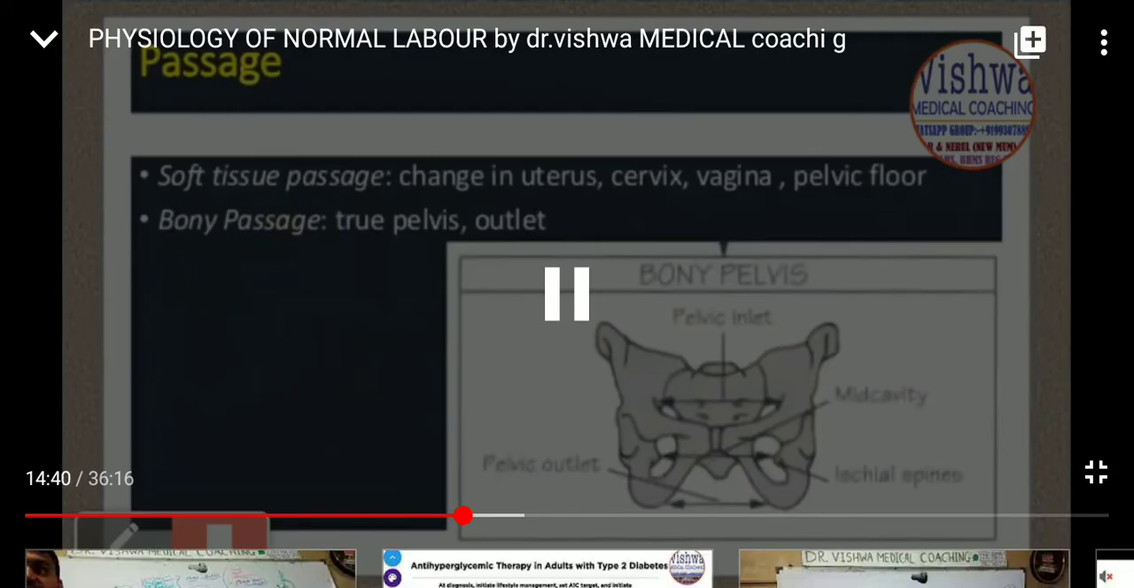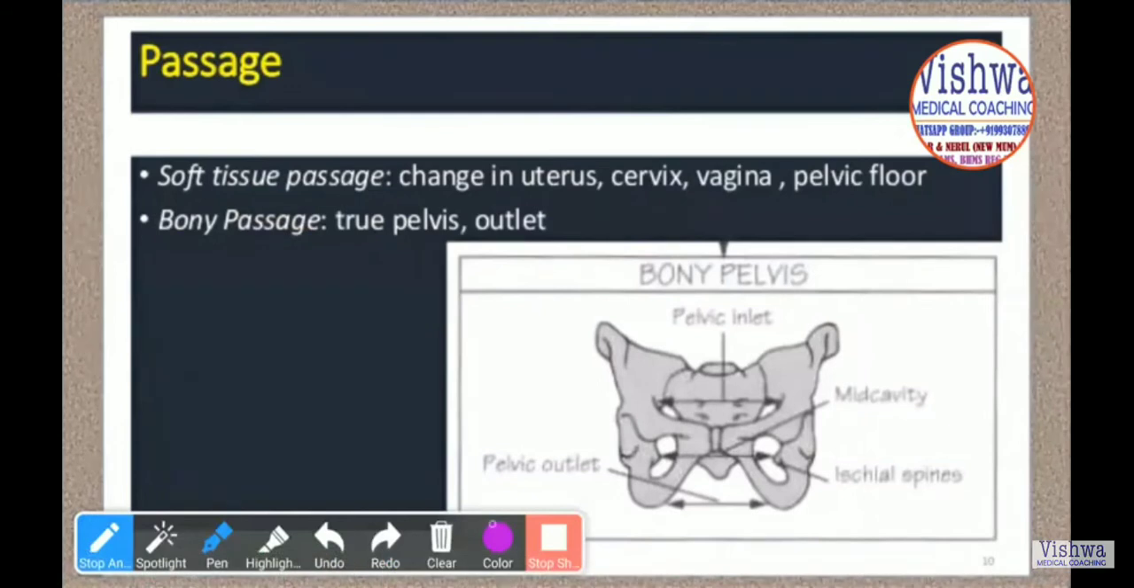The second factor responsible for producing a normal labor is the passage. That means, how exactly are the diameters of the pelvis?